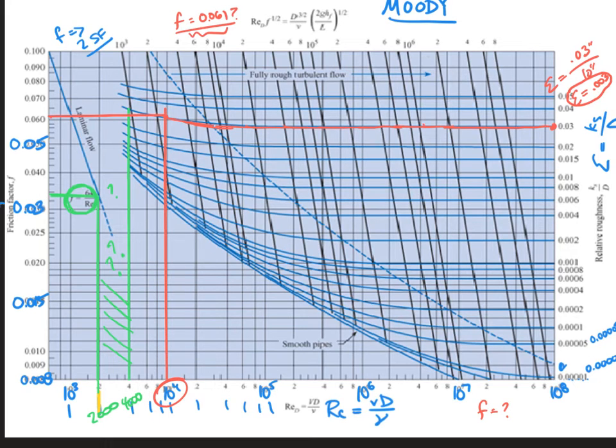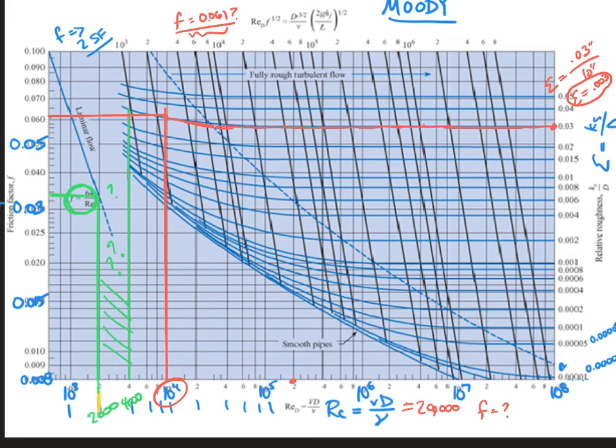Let's imagine another case. Let's suppose we solve for it and the Reynolds number is 20,000. So that's 2 times 10 to the fourth. No, let's not do 20,000. Let's do 200,000. Okay, 2 times 10 to the fifth. So we're right here, 2 times 10 to the fifth.